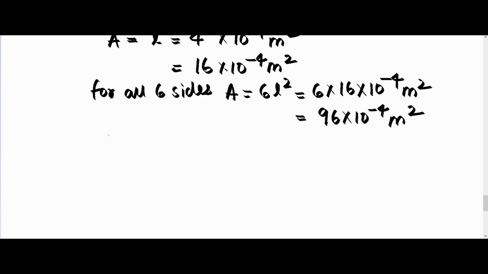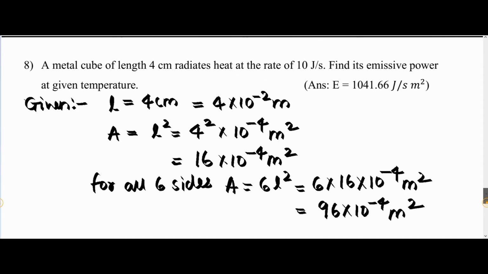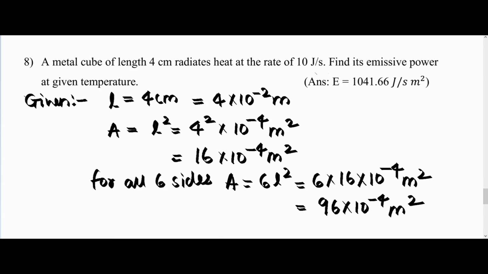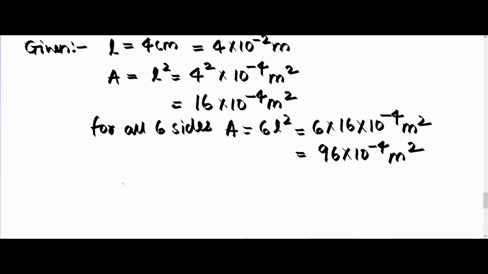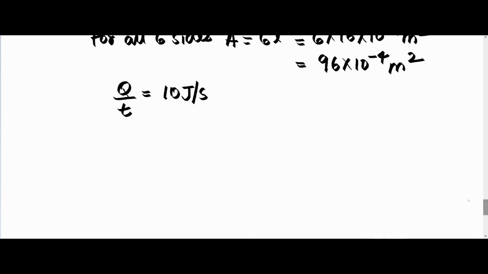They have also given us Q by T, that is the rate at which the heat radiates. So that Q by T is equal to 10 joule per second. To find emissive power, that is capital E, we have to find out.